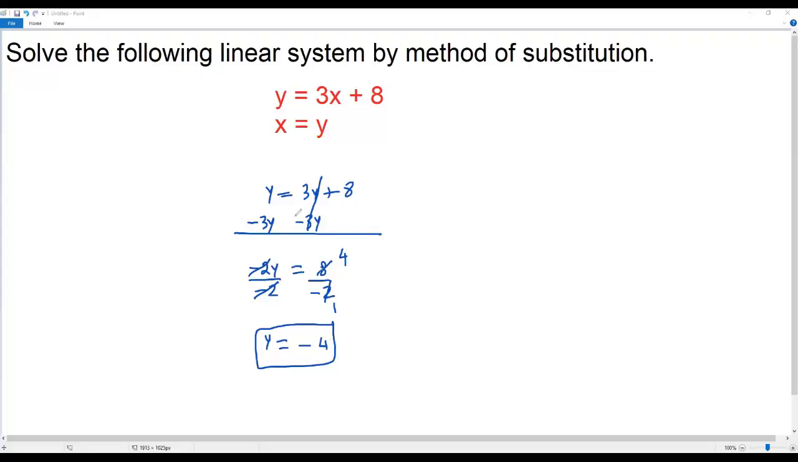To get the value of x, what I need to do is substitute y equals negative 4 into the second equation. That is, x equals, for this y, we can substitute negative 4. When I substitute negative 4 for y, I get x equals negative 4. So I solved for x and y: x equals negative 4 and y equals negative 4.